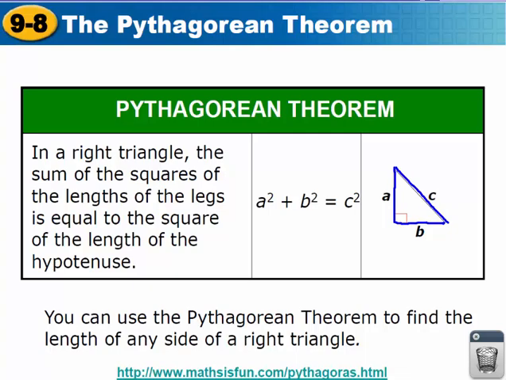So in a right triangle, it must be a right triangle, the sum of the squares of the lengths of the legs, a squared plus b squared, is equal to the square of the length of the hypotenuse, which is c squared. And that's how you work the Pythagorean theorem.